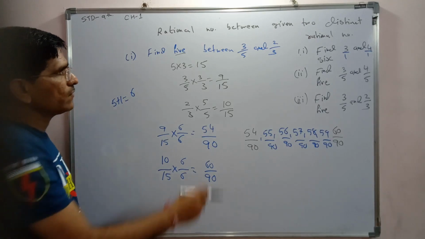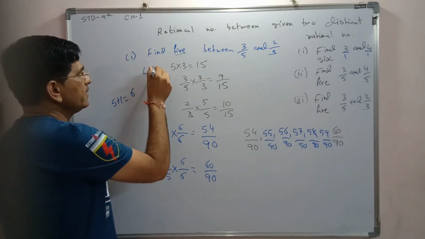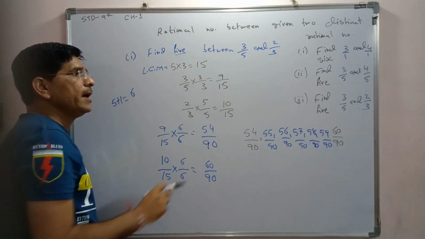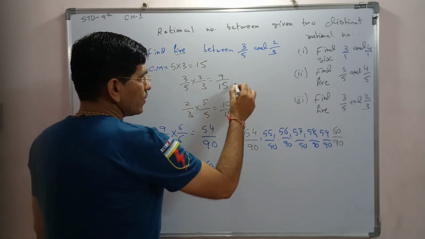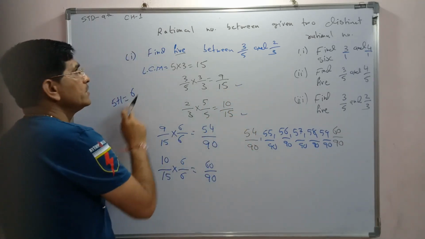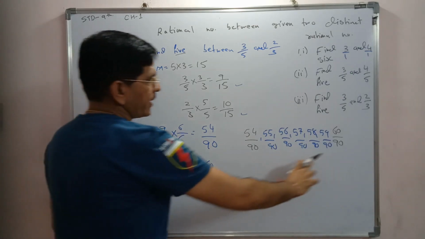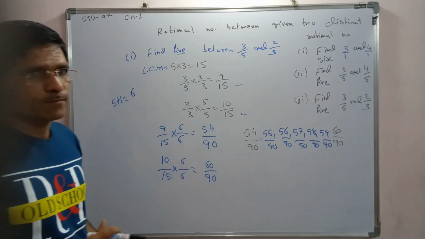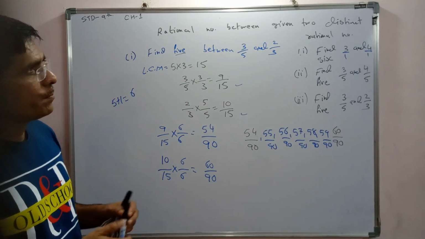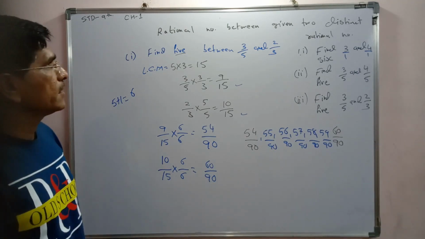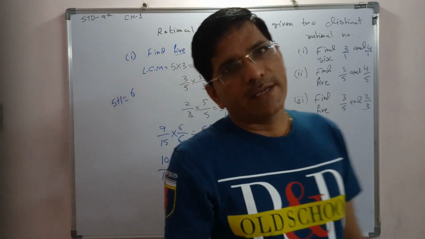So what do we have to do first? Take the LCM and make the denominators equal. Then 5 plus 1, 6, multiply both sides by 6 and we can get the sum. So that is the topic related to rational numbers between two given rational numbers.